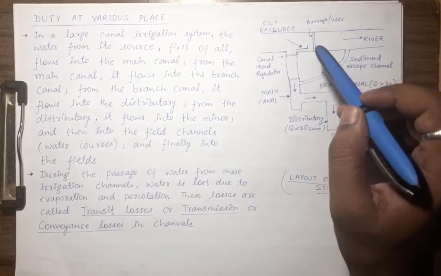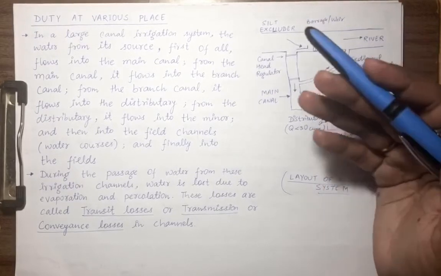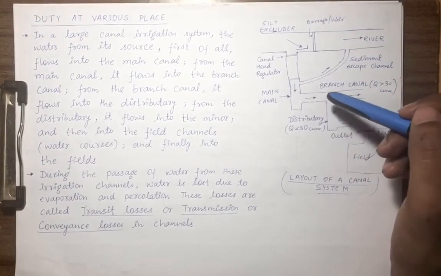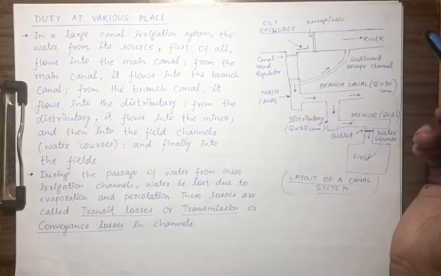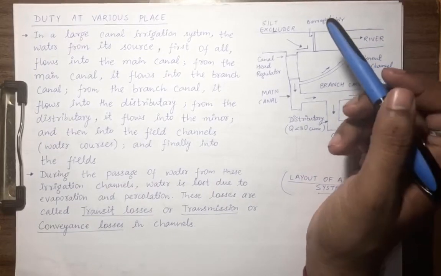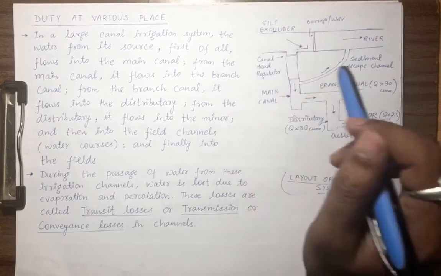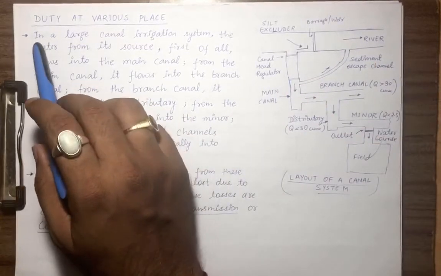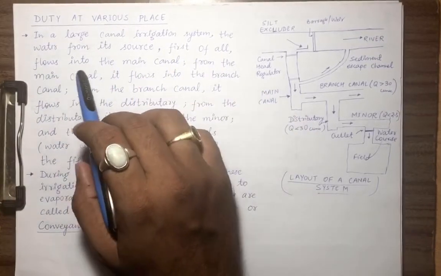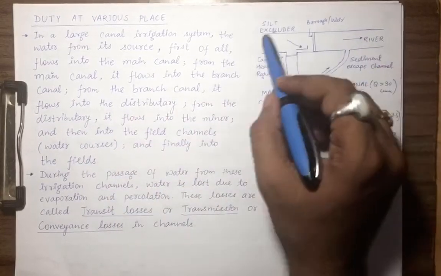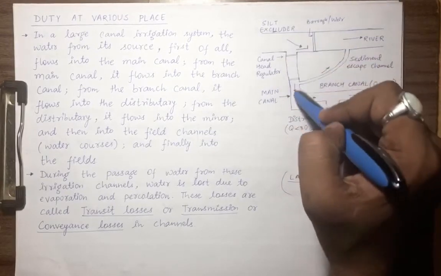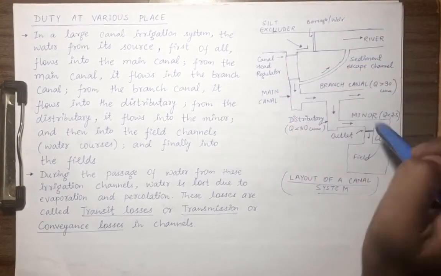The requirement of water is different and varies at different places. Depending upon the requirement of irrigation water, duty is also going to change. Let us see what factors affect the duty at various places in a canal system. In a large canal irrigation system, the water from its source first flows into the main canal. From here we will be supplying water to the field.